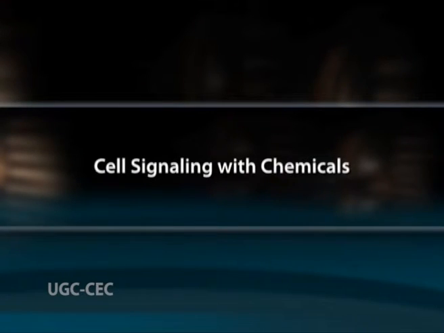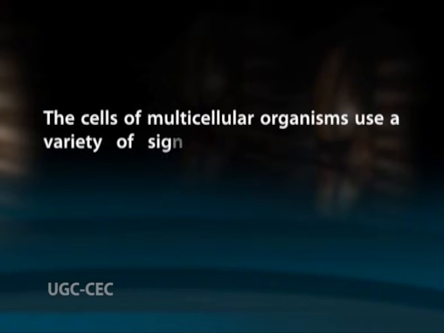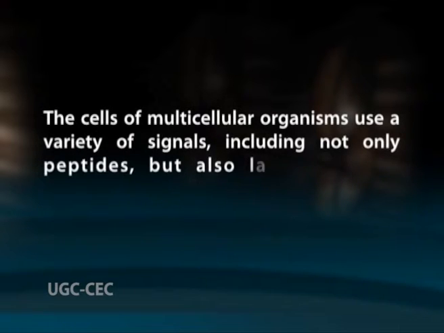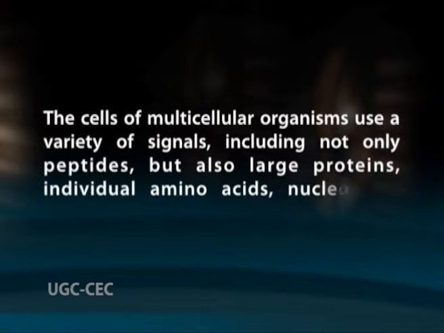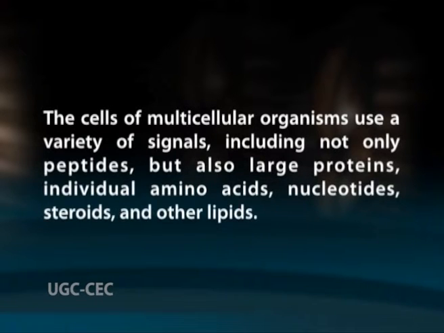Cell signaling with chemicals. Communication between cells is common in nature. Cell signaling occurs in all multicellular organisms, providing an indispensable mechanism for cells to influence one another. The cells of a multicellular organism use a variety of signals, including not only peptides but also large proteins, individual amino acids, nucleotides, steroids and other lipids.